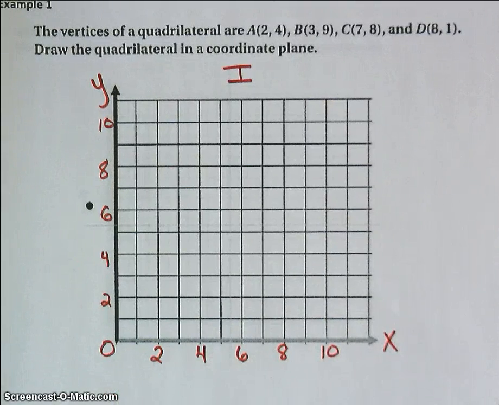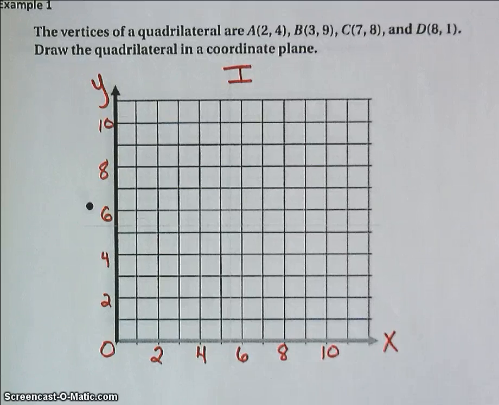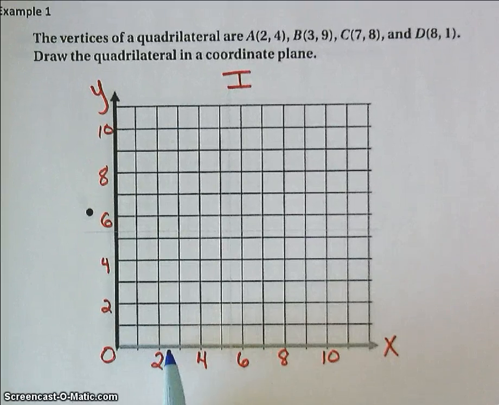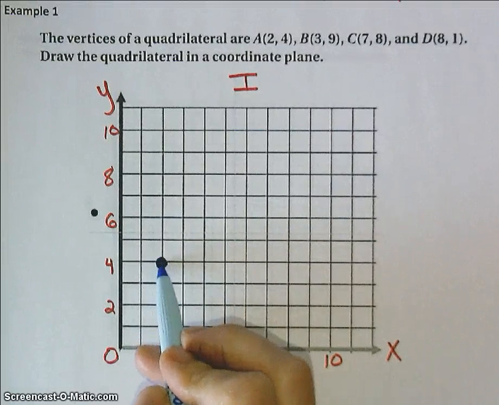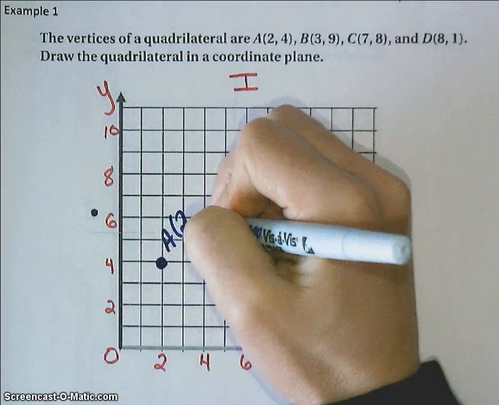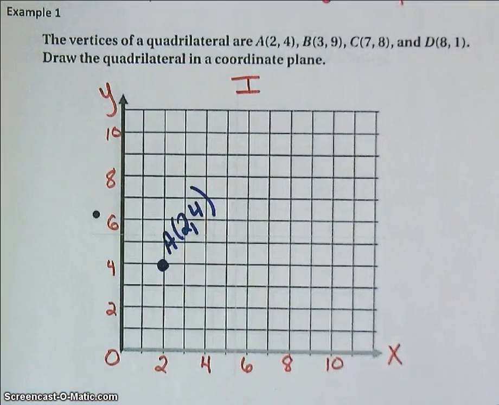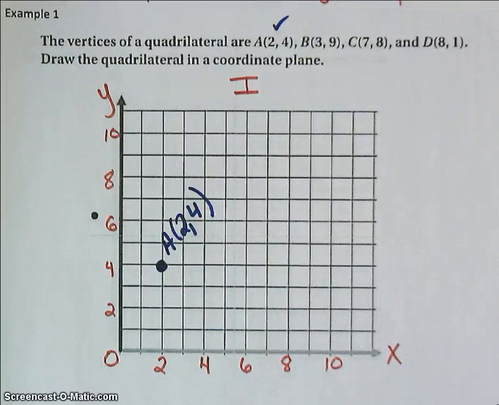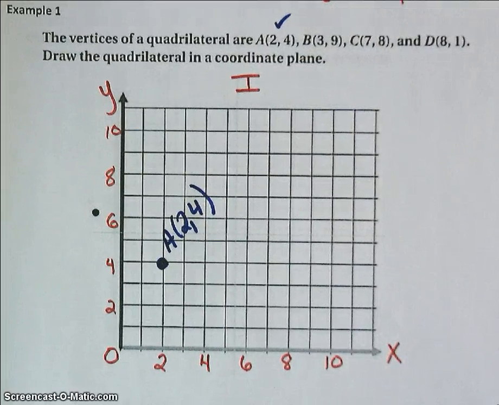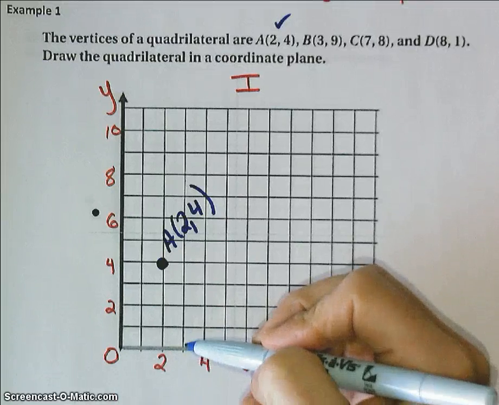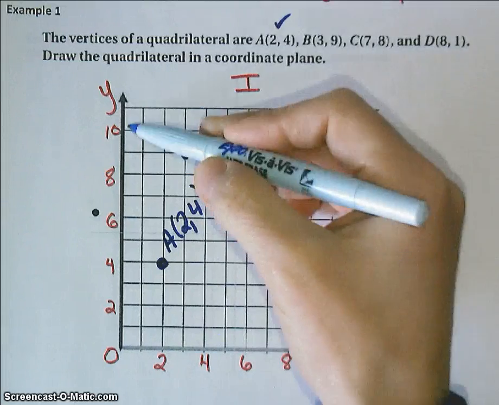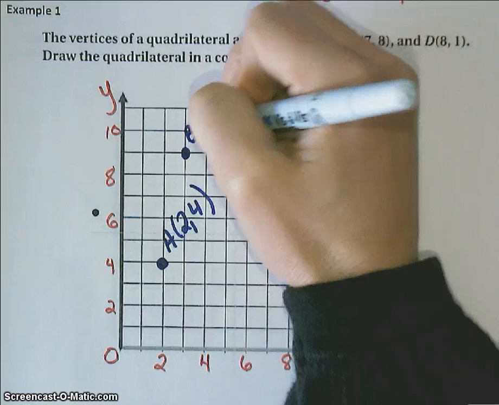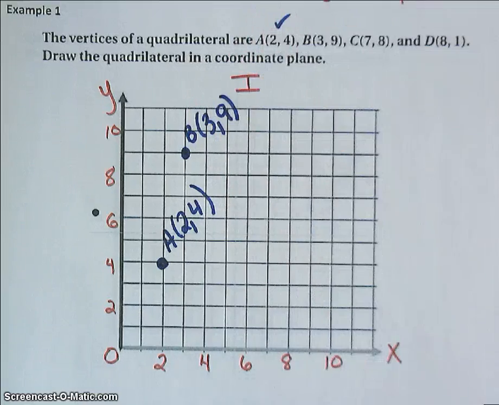The first point we need to plot is A, which is 2, 4. So I'm going to go over to the right 2, and then up to 4, and then plot my point. So that is A, and that's 2, 4. Okay, I'm going to check that one off. Next one is B, which is 3, 9. So I'm going to go over to the right 3 and then up to 9, which, 3 is in between 2 and 4, 9 is in between 8 and 10. So that's B, and that is 3, 9.